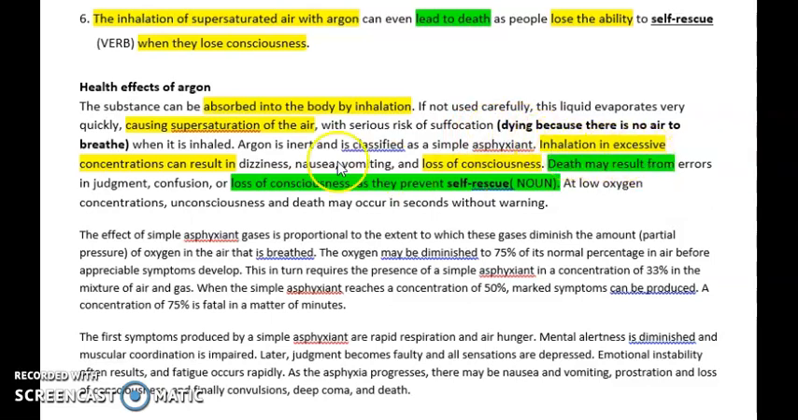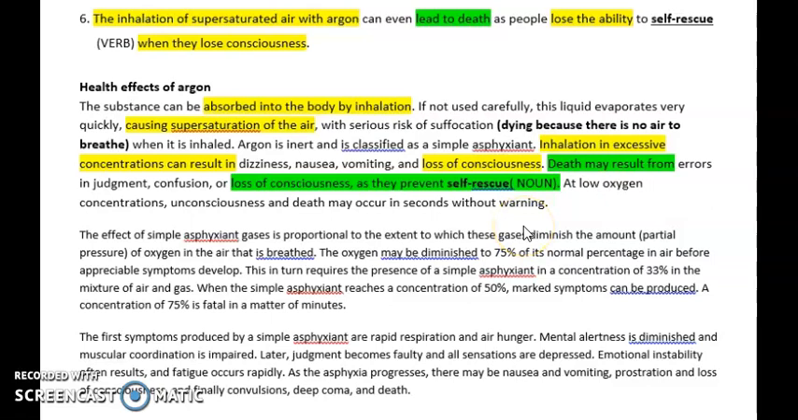And inhalation in excessive concentrations can result in, what is the result? If you inhale, if you breathe the argon in, you might have dizziness, nausea, vomiting, and loss of consciousness. You might lose your consciousness. And as a result of all of these, death may occur. Okay, why? Because of this. You lose consciousness. Okay, you lose the ability to do something when you lose consciousness. What is this? You should find this in the reading text. Loss of consciousness, as they prevent self-rescue.